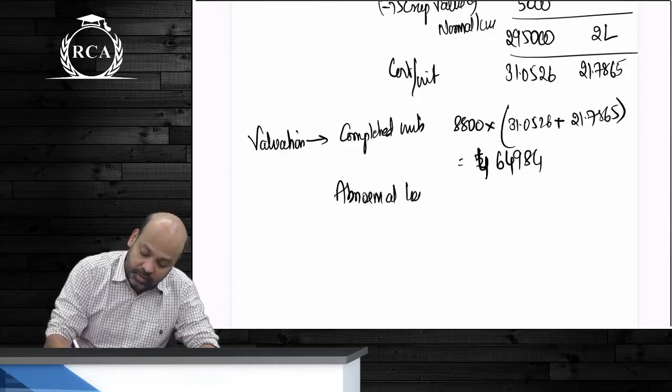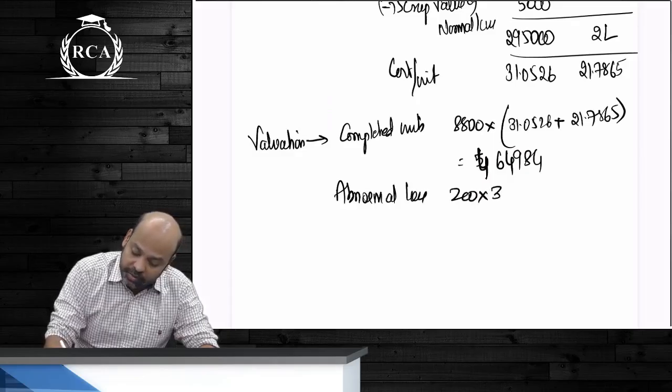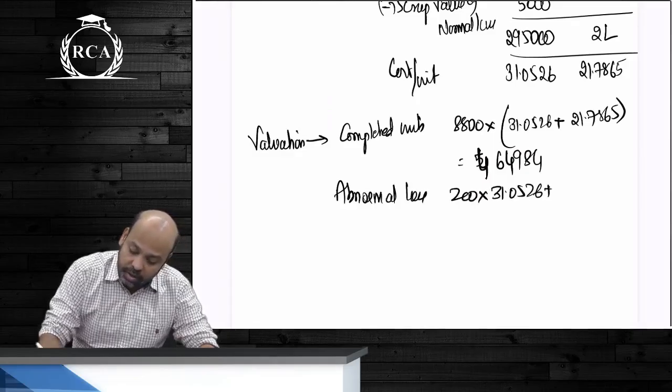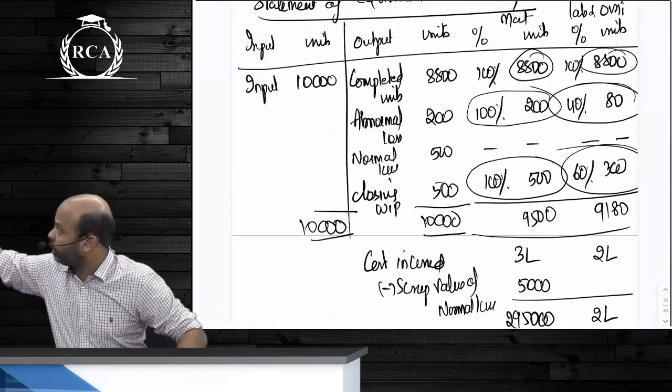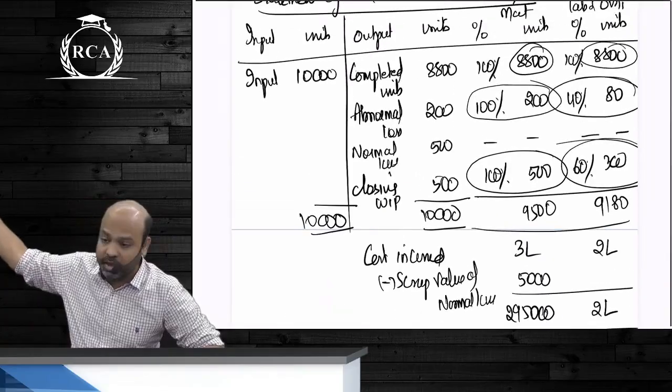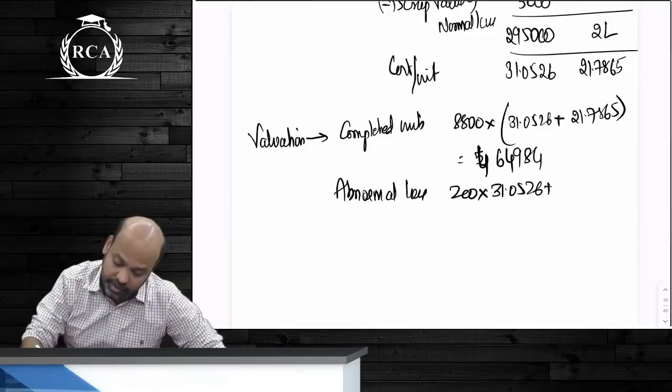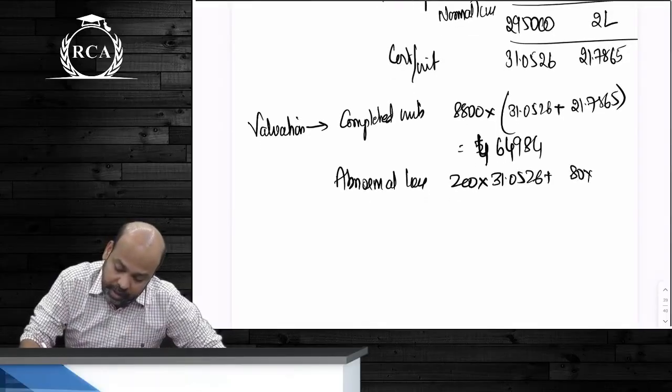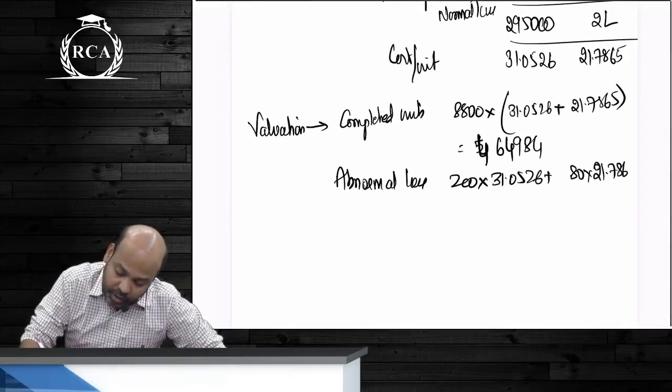Abnormal loss better. For material I will take 200 units, but for labor and overheads I'll take only 80. जो भी ऊपर लिख रहे हो ना बेटा उससे मल्टीप्लाई करना है. ऊपर 200 दिख रहा है यहाँ पे into cost per unit. 80 units ही है ना labor and overheads into cost per unit. How much will that be? 80 into 21.7865. Total करके बोलना बेटा.